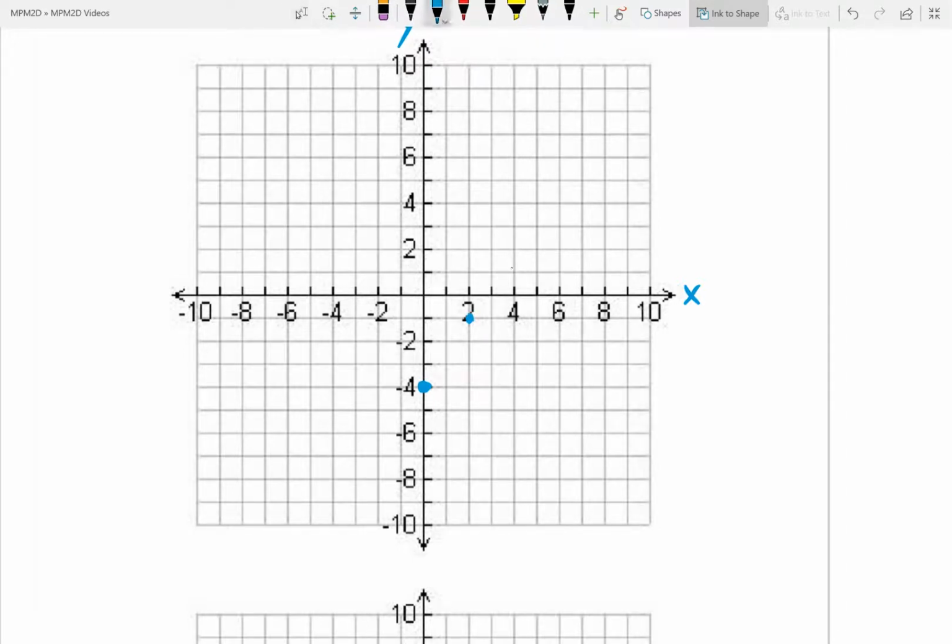And I can repeat the same thing again by going from this point and rising up 3, so 1, 2, 3, and my run is positive 2, so to the right 1, 2, and there I'm going to plot another point. Now you only need 2 points to make a line, and so I have 1 extra point here, but that will help us draw the line anyways. I'm going to connect my points and create a line. So here we go.